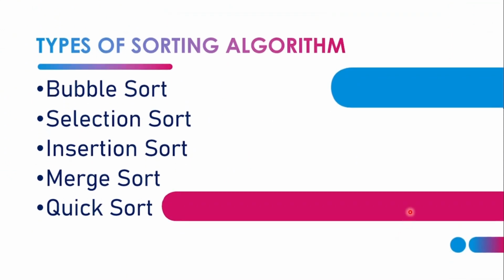Sorting algorithms can be classified into a number of types. In this series, we'll be covering the five important sorting types, which are bubble sort, selection sort, insertion sort, merge sort, and quick sort. We'll keep our focus revolving around these five algorithms. So let's start with the first type, which is bubble sort.